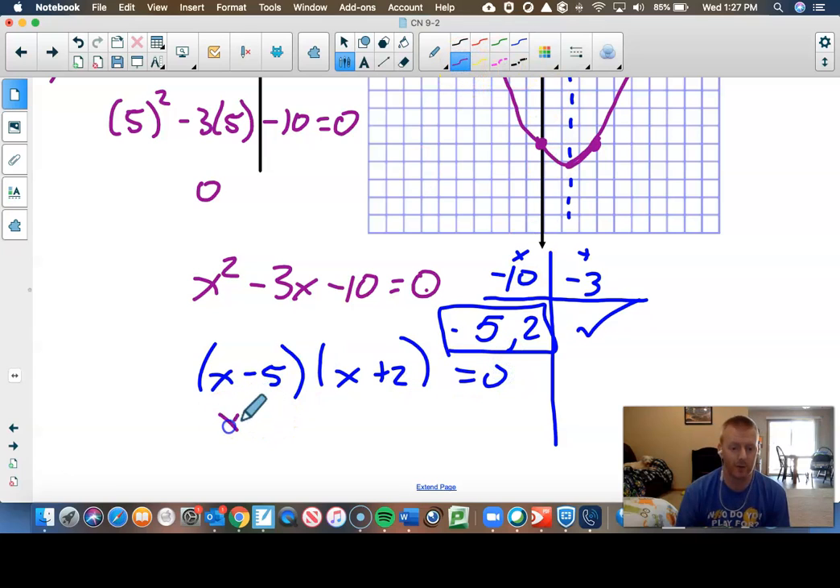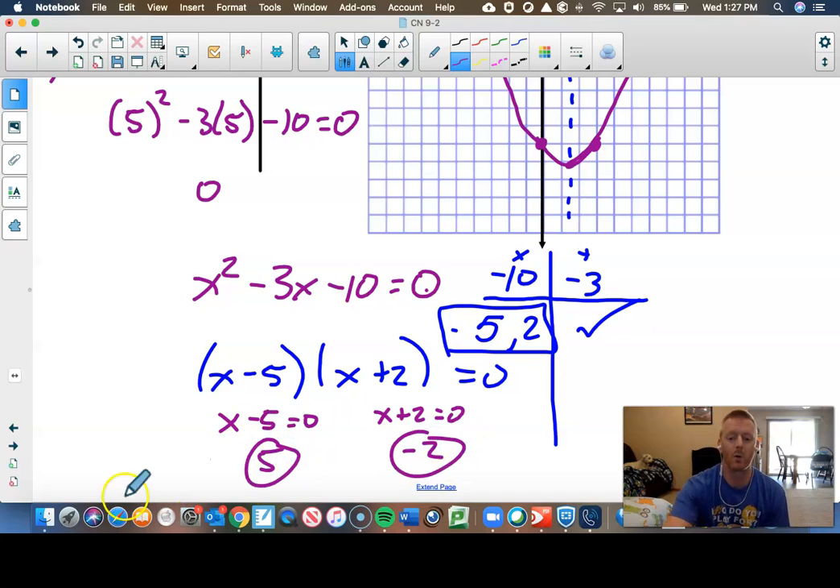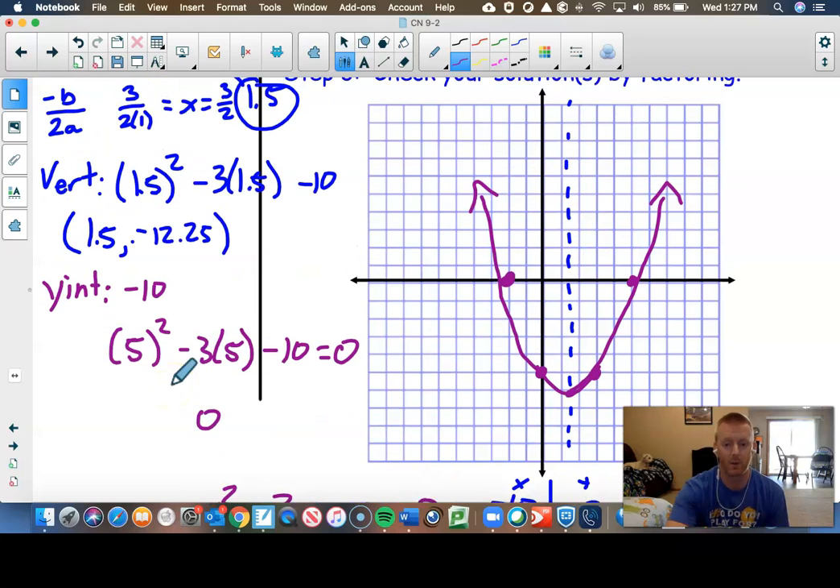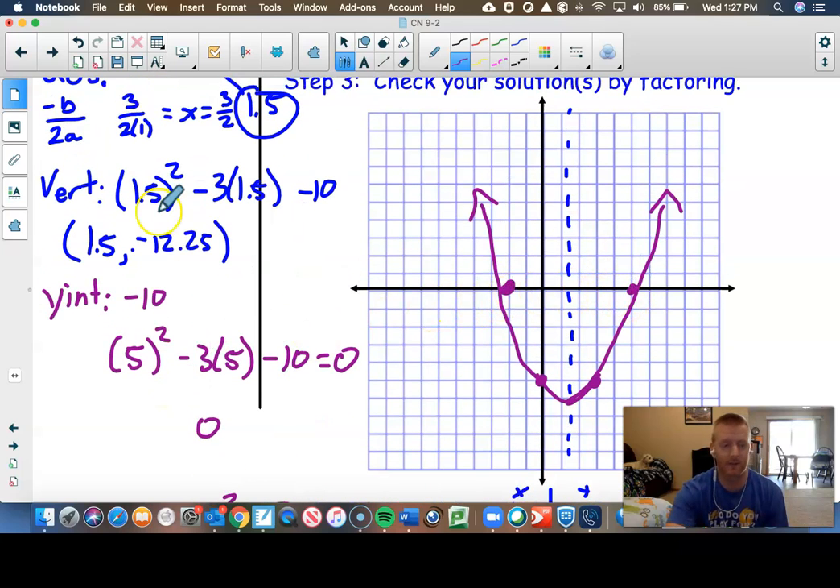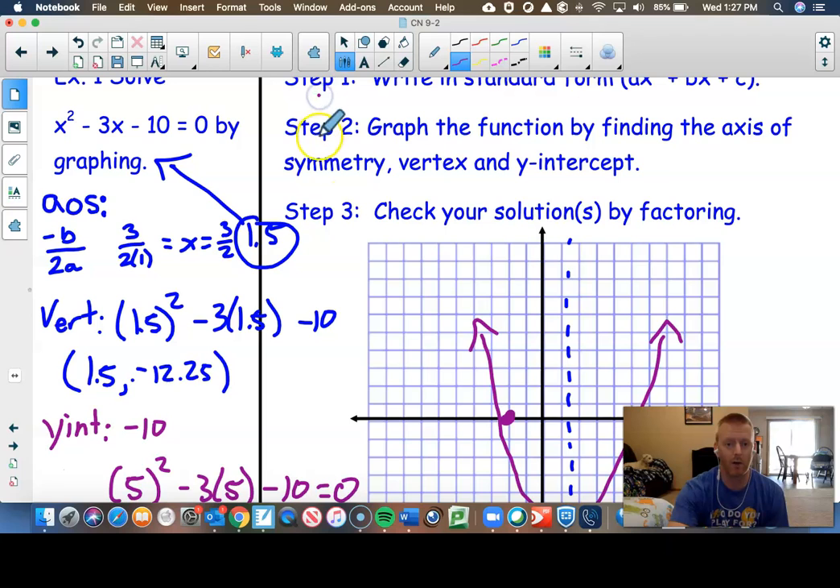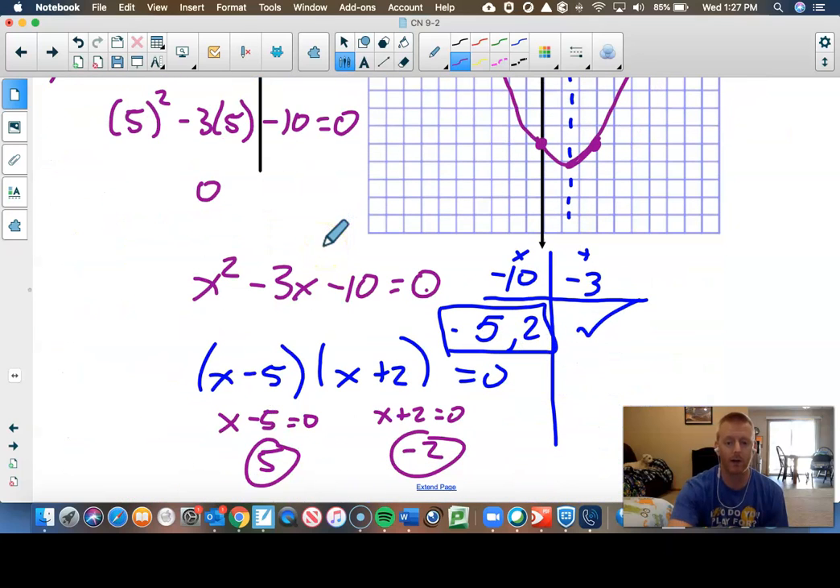Which means when we do x minus 5 equals 0 and x plus 2 equals 0, to solve, we find out that x is 5 and x is negative 2, just like what we said. So we know we've done things correctly. So we've got our answers in the right spots. We've done all 3 of our steps, and we know that we are correct.